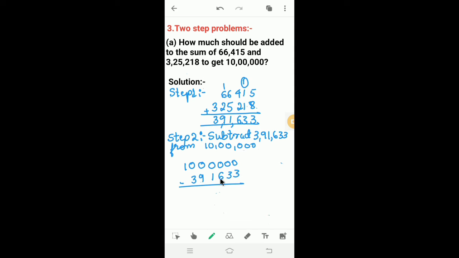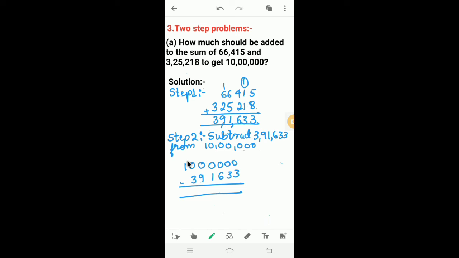Now I will start subtraction from ones place. 0 minus 3 is possible to subtract? No, it is not possible. So what we have to do? We have to borrow from next number. Here next number also 0, so we can't borrow. So we go for a next number. Next number also 0. So we can't borrow. So we go for a next number, and so on.